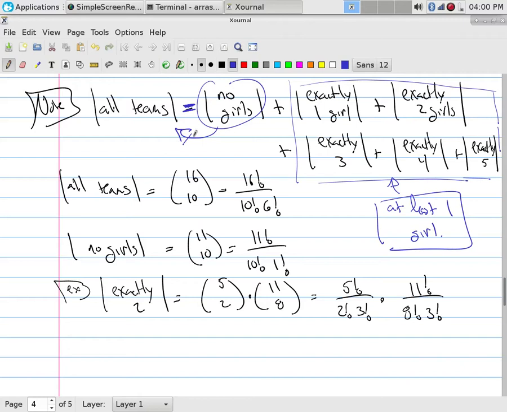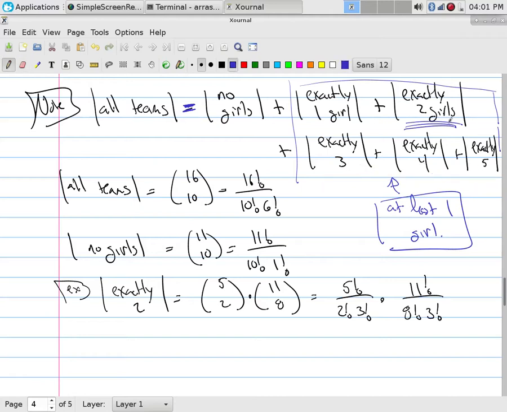So that's also a counting problem. We can go through these and solve different problems. And if I asked for at least 2 girls, I would need this group, and then this group, and then this group, and then this group. The last 4 put together would answer the question of at least 2 girls.